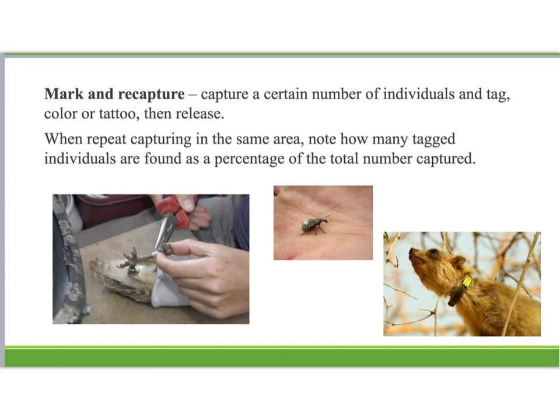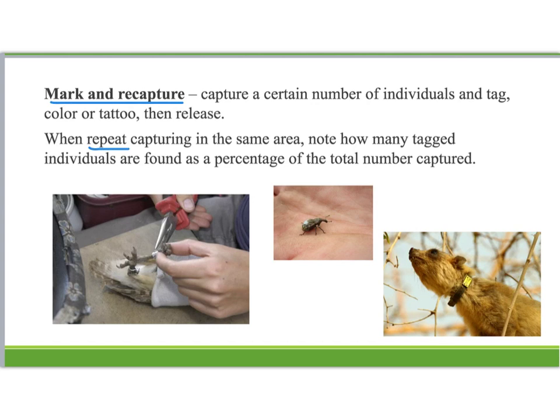Another method is known as the mark and recapture method. In this case, you first capture a certain number of individuals and tag or color or tattoo or put a collar on them, and then release them back into the wild. And then you repeat the capturing and count how many of those that you captured the second time are ones that you have marked, and use that as a way to then estimate the total population.